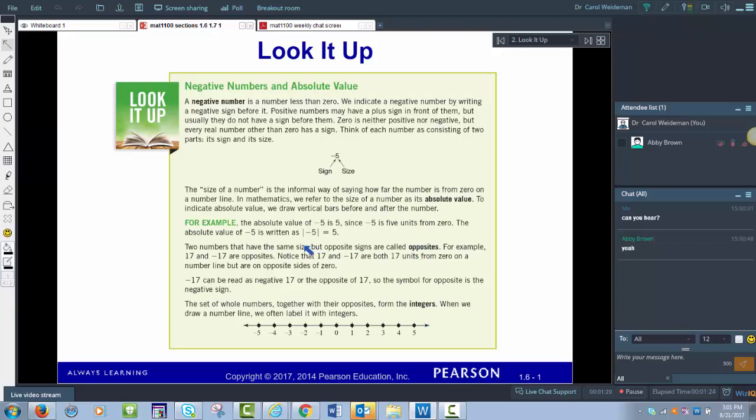Opposites are numbers that have the same size but opposite signs. So -5 and 5 are opposites. All of the numbers with their opposites form the set of numbers called integers, and when we draw a number line, we generally use integers on it. And also absolute value. The absolute value of a number is the size of the number. How many units is it from 0? So -5 is 5 units from 0. +5 is 5 units from 0.